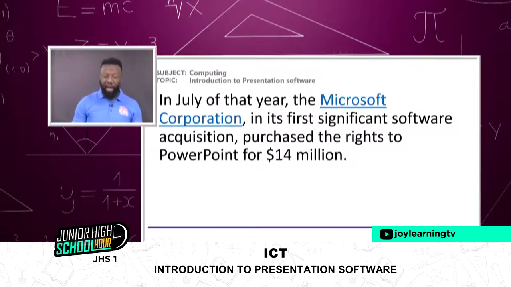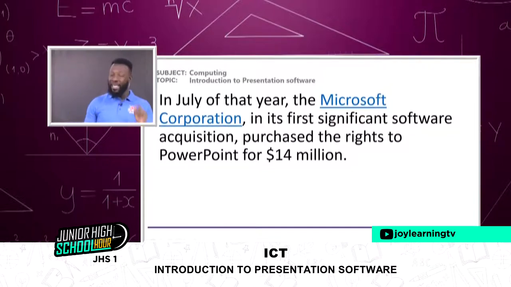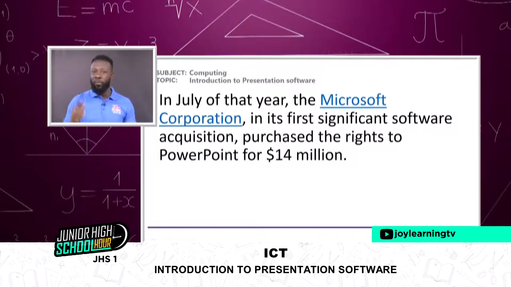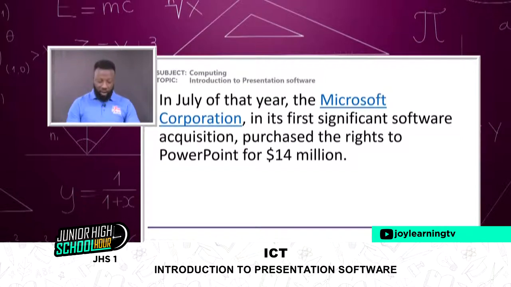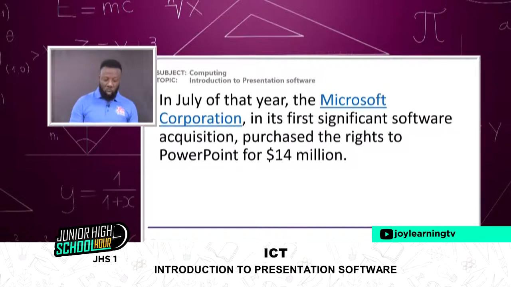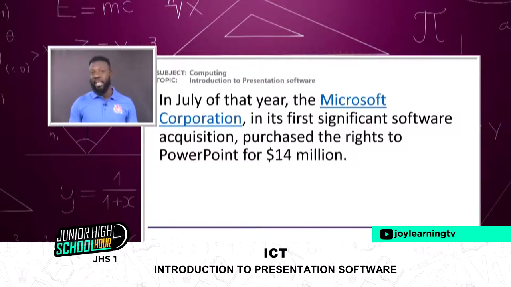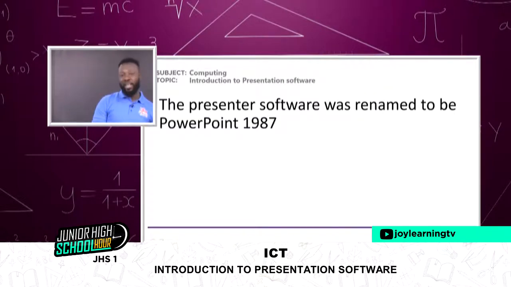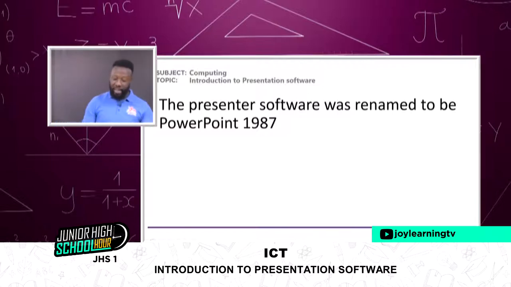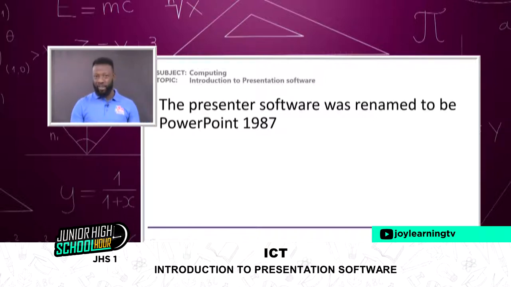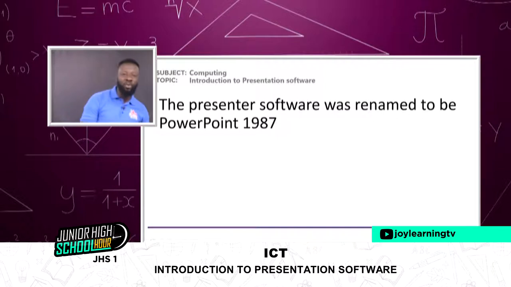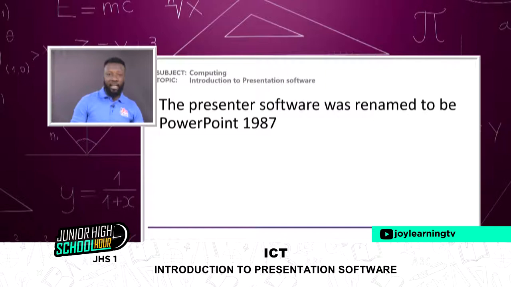You see a turnaround here. In July of that same year, Microsoft Corporation, in its first significant software acquisition, the first software they bought, the most important software they bought, the first one was PowerPoint, which was sold to them for $14 million. That was somewhere in 1987. $14 million, that was a whole lot of money back then. So the Presenter software was renamed PowerPoint. So you see what I was saying? Presenter, which was launched for Apple Macintosh, was later sold to Microsoft for $14 million. And the name was changed from Presenter to what? PowerPoint.